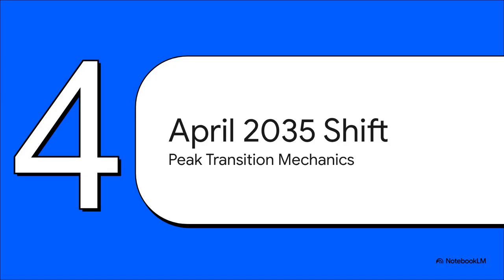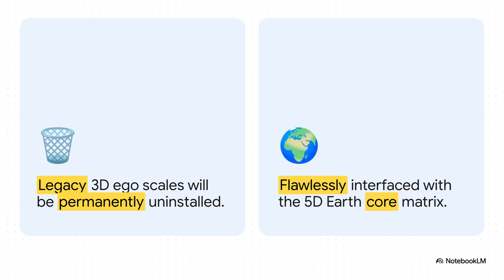All of this is building towards Section 4, the April 2035 planetary shift, focusing on peak transition mechanics. The briefing identifies this exact time frame as the absolute peak of the planetary transition. It's the culmination point, where all this dynamic, synchronized alignment finally hits its crescendo. And here's what that peak transition actually looks like in practice. This comparison from the documents highlights a dramatic, permanent shift in the human experience.